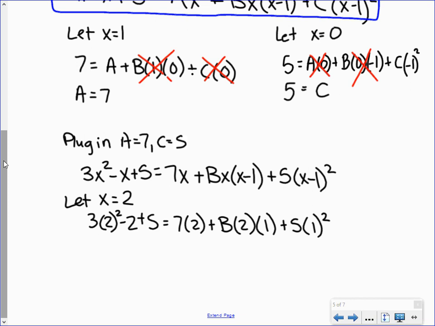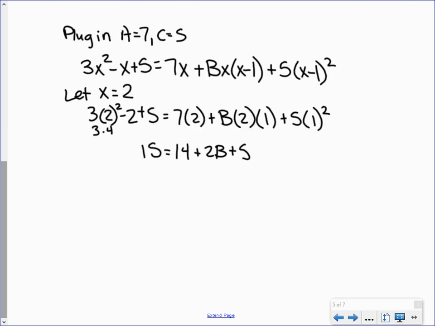And over here, 3 times 2 squared is 3 times 4, so that's 12 minus 2 is 10 plus 5 is 15. That's equal to 14 plus 2b plus 5, which is 19 over there. I'm going to make that 19 plus 2b, but Vaughn is saying subtract 19 from both sides. So negative 4 equals 2b, b must be equal to negative 2. And then you just rewrite the whole thing.